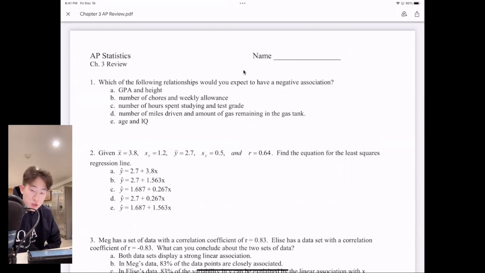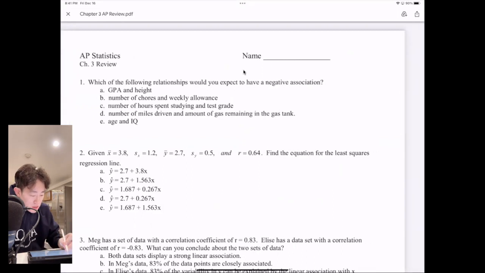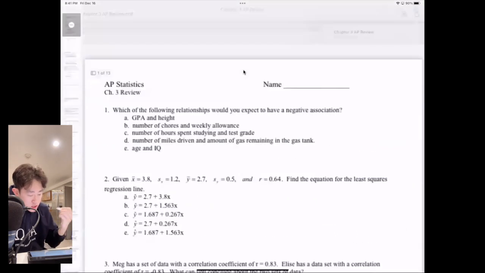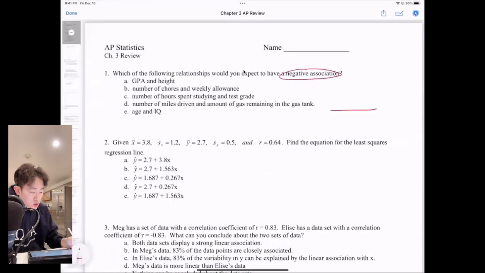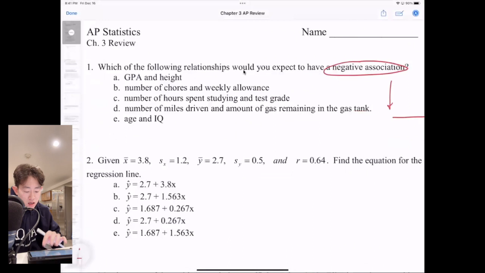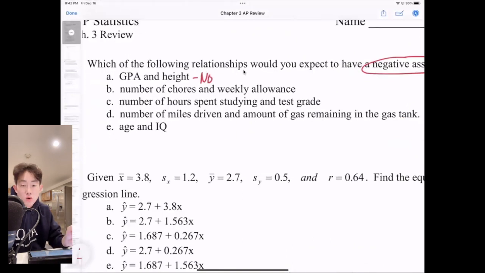Now, the first four questions we did go over in class, but just to reiterate: which of the following relationships would you expect to have a negative association? A negative association means that as one goes up, the other should be going downwards. If you read all of these, A is an example of what we call no association. There will be absolutely no relationship between those two variables listed, number of chores and weekly allowances.